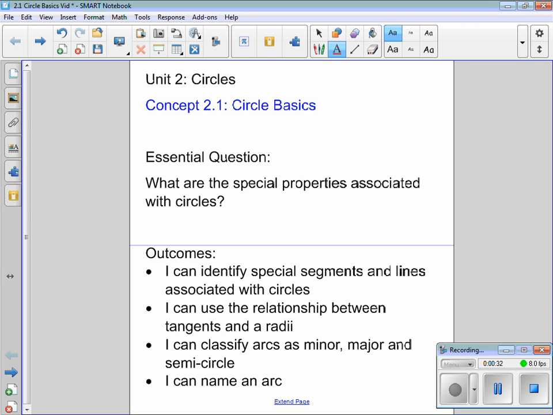The outcomes are that you should be able to identify special segments and lines associated with circles. You should be able to use the relationships between tangents and radii and understand that relationship. You should be able to classify arcs as minor, major, and semicircles, and then name an arc. We're going to start off with some vocabulary because you have to understand these things before we can go any further.